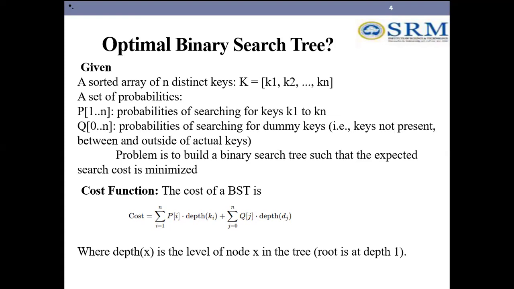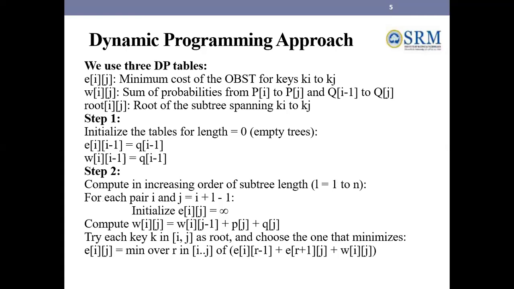We have to find the depth of each node in the binary tree, adding the total probability for success and unsuccess. We can get the cost function. This function should be minimized. And so we will see the general approach for solving the optimal binary search tree using dynamic programming.